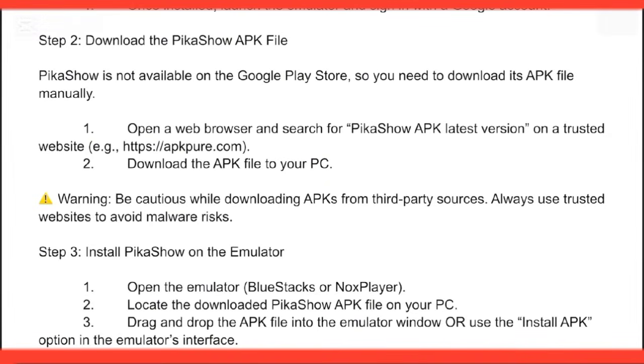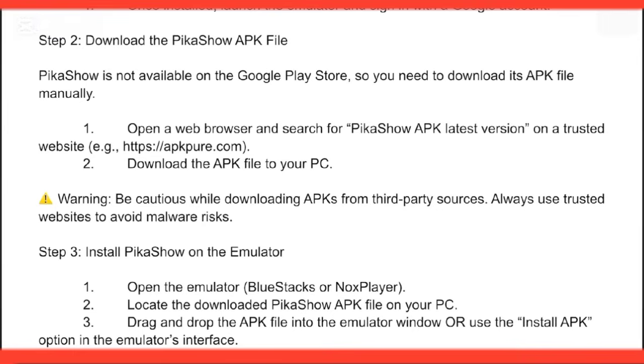Now you can download the Pikashow APK file. For that, just open the web browser and search for the Pikashow APK latest version on a trusted website. Simply download the APK file to your PC. Then install Pikashow on the emulator.